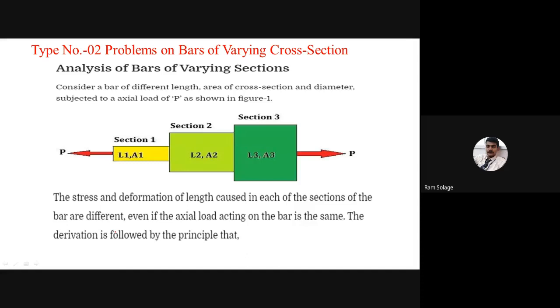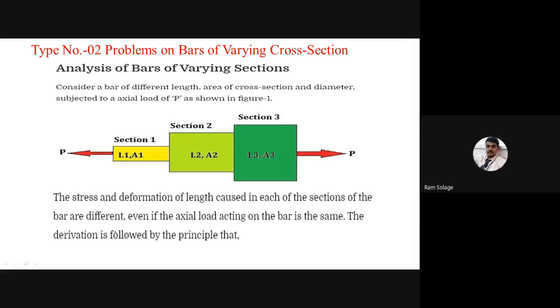Now, in problems where the cross-section area changes, we have considered a bar having varying cross section, different length, different cross section, and different material. In such cases, each section is subjected to the same axial load P. The stress, strain, and change in length for each section will be different. Keep in mind, whenever we vary the cross section, the stress in each section will be different, the strain will be different, and the total deformation will be different.